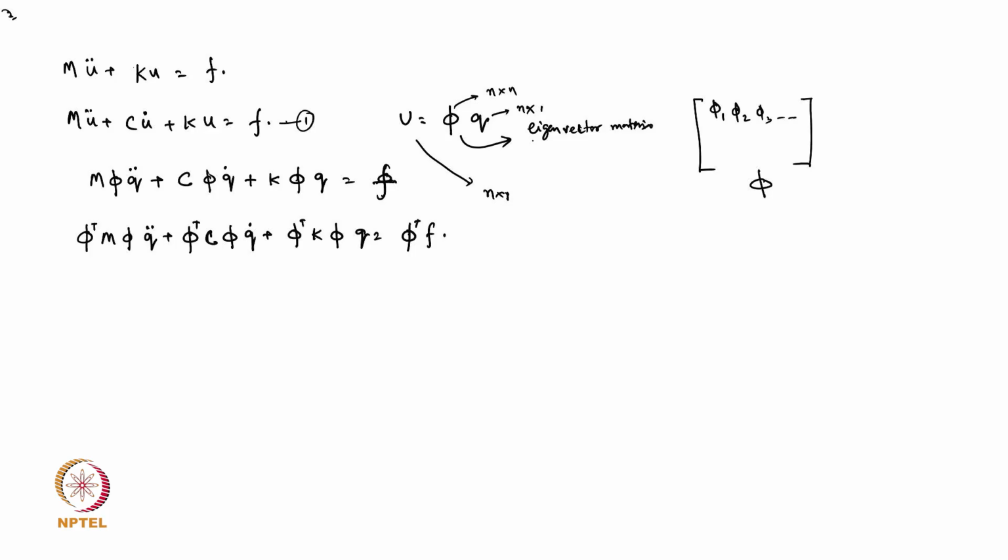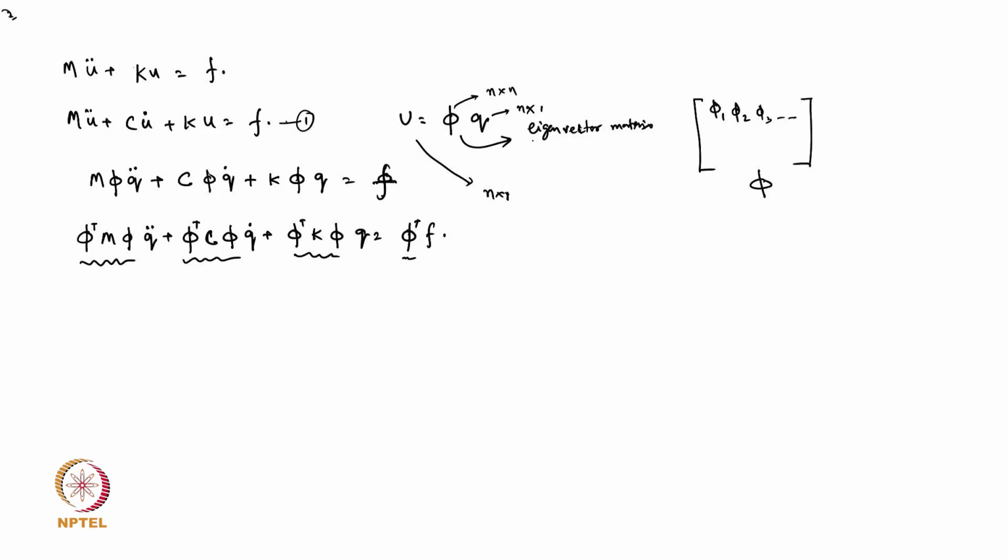Phi transpose M phi into q double dot plus phi transpose C phi into q dot plus phi transpose K phi into q equal to phi transpose F. That we can get. I just pre-multiplied with phi transpose. Now if you see, there is this term, this term, this term, this term. And what was my objective?